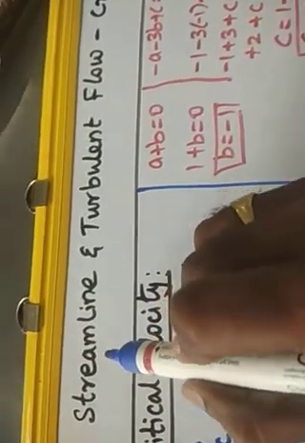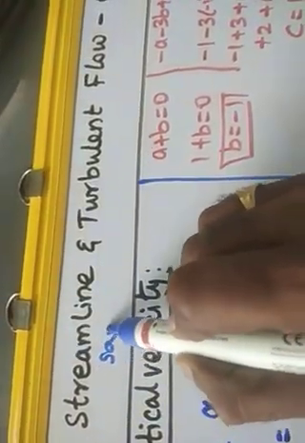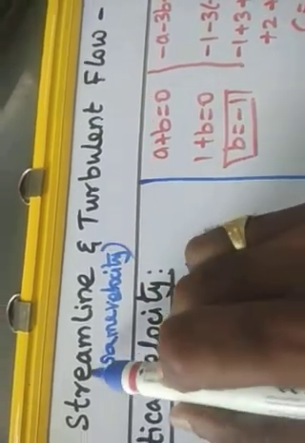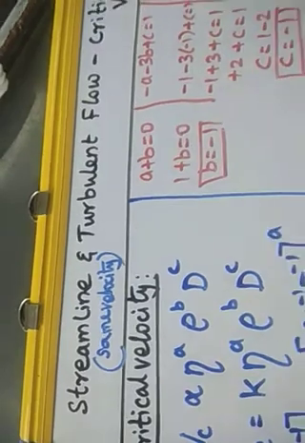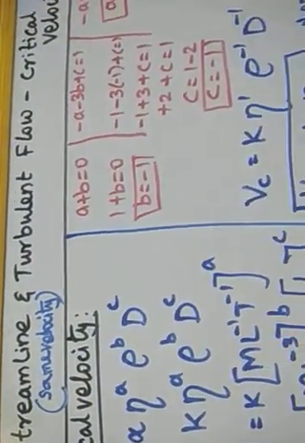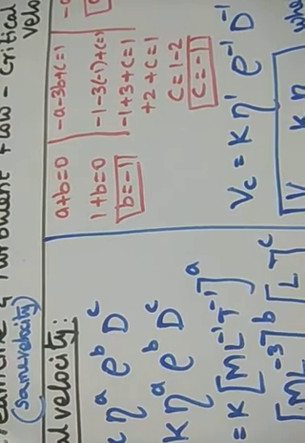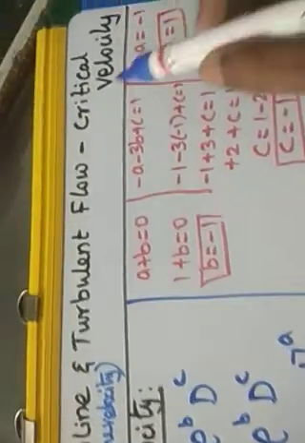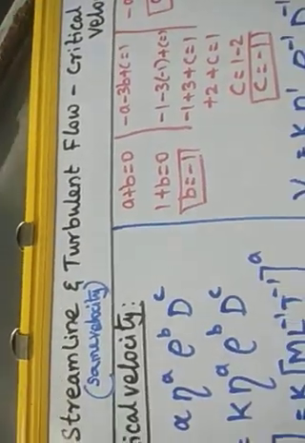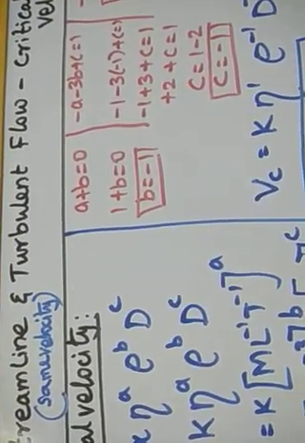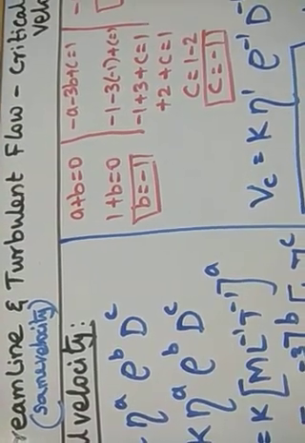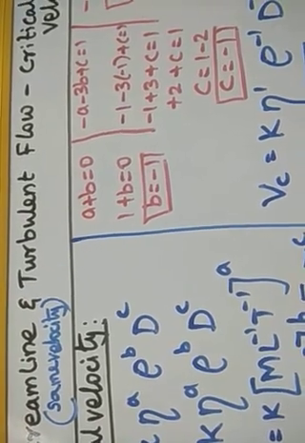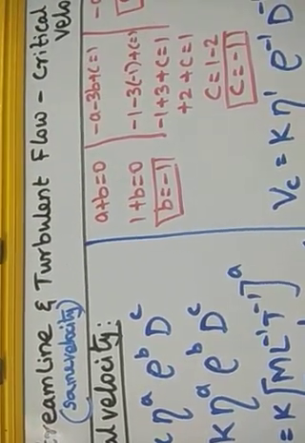Very simple. The streamlined flow means which has the same velocity. The different layers of liquid having the same velocity means that flow of liquid is called streamlined flow. The turbulent flow means when a liquid's velocity exceeds a certain limiting value, that is called critical velocity. If the velocity of the liquid is greater than that critical velocity, the liquid flow becomes zigzag. The path and velocity of the liquid particles continuously change. So this type of flow is called turbulent flow.